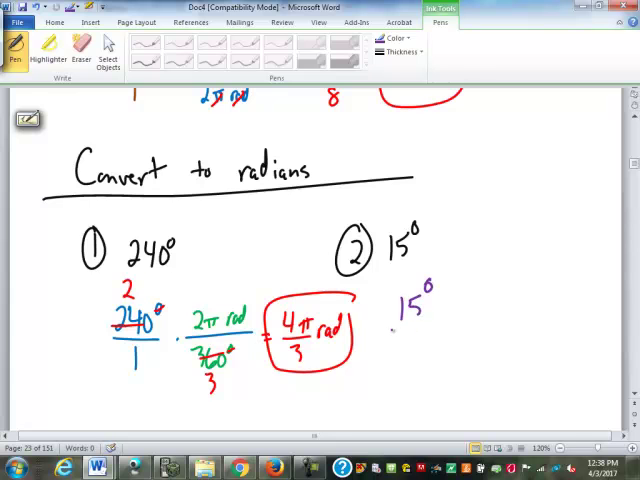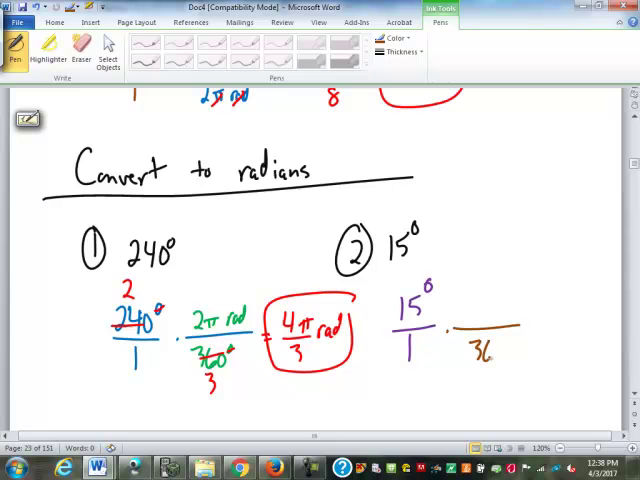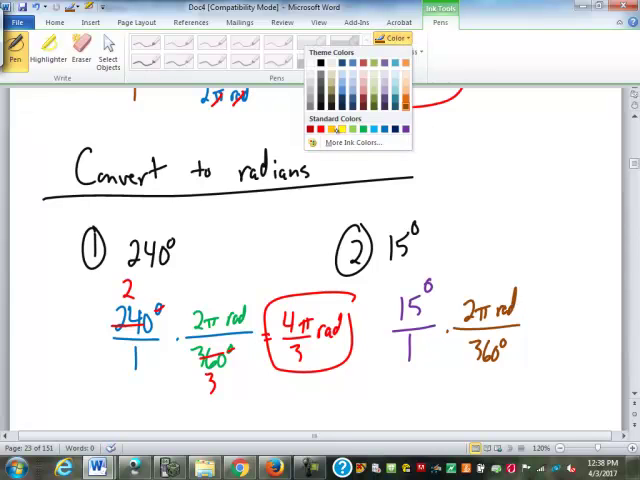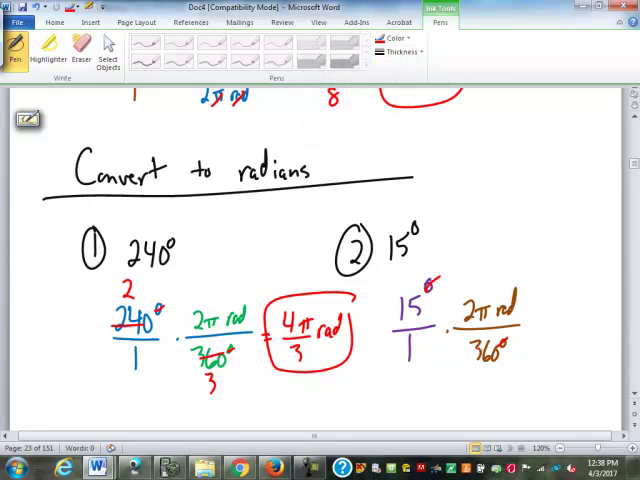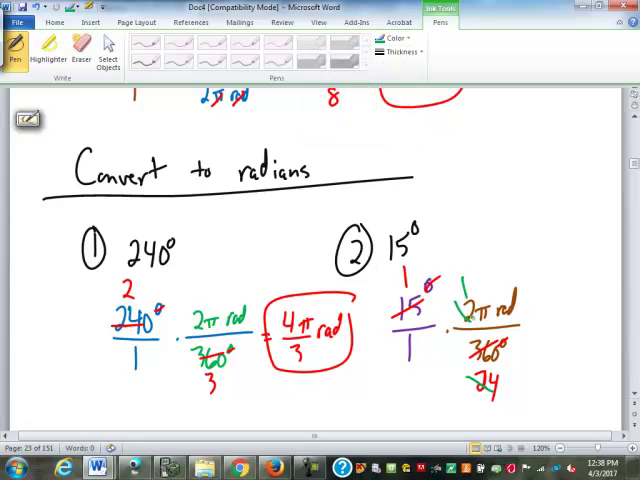15 degrees over 1. 360 degrees on bottom, so the degrees cancel out. 2 pi radians on top. Degrees cancel. Both of these divided by 15 gives me 1 and 24. I reduce the 24 and the 2 to give me 1 and 12. Pi over 12 radians. That's what you got.